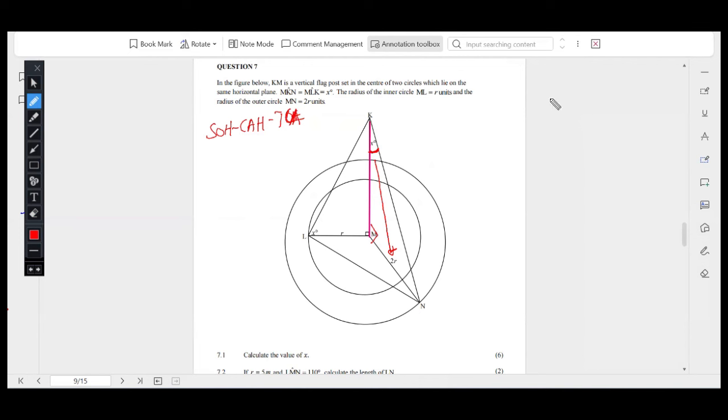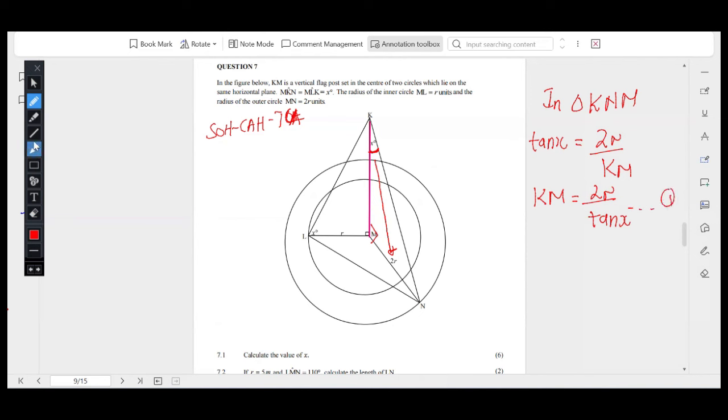So I would go in triangle KNM, which is this one. I would say tan X is opposite, my opposite being 2R, MN, over the adjacent, which is KM. Now if I make KM the subject of the formula, this will be 2R over tan X degrees. We'll say this is equation number one.